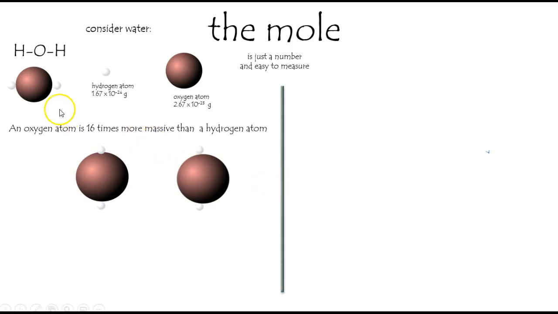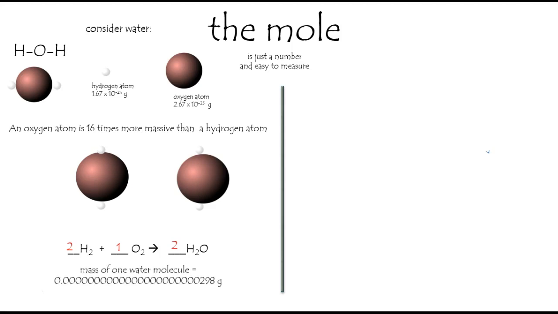But clearly you wouldn't be mixing equal masses of hydrogen and oxygen. Balancing it, we see we need two hydrogen molecules for each one oxygen molecule in order to make two dihydrogen monoxide or water molecules. And when we do so, the mass of that one water molecule is insanely low. Look at how small that is. So, in order to compensate for these different masses, we use the mole, which is just a number.